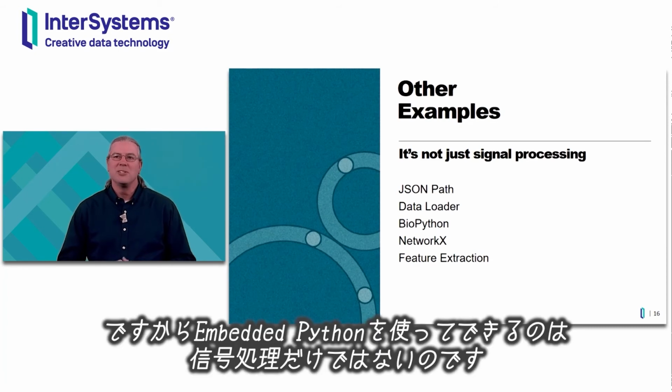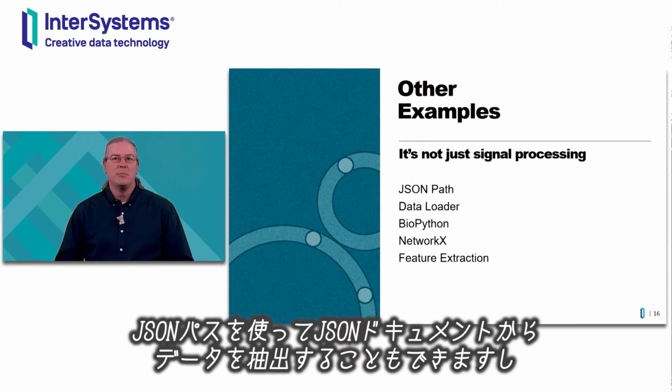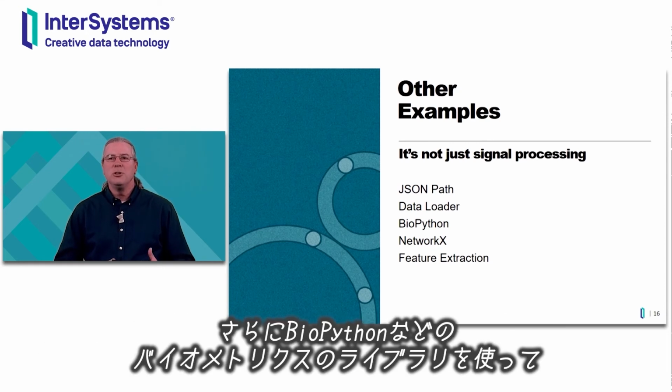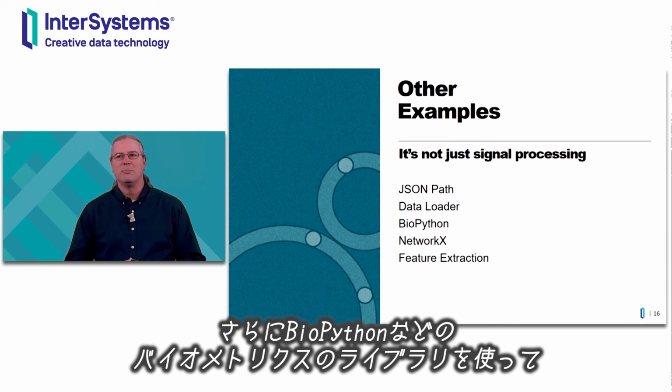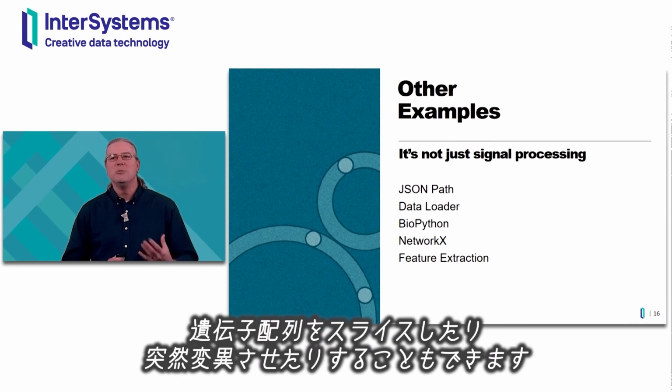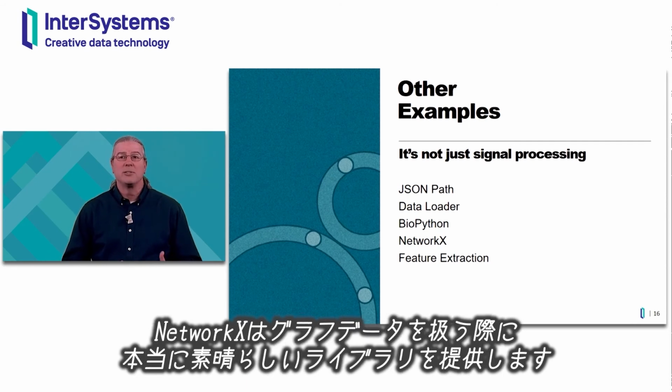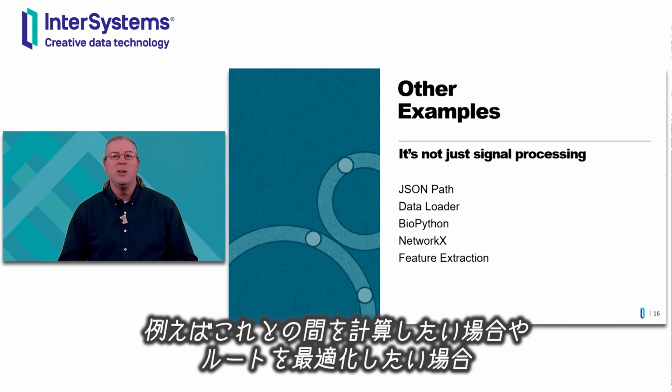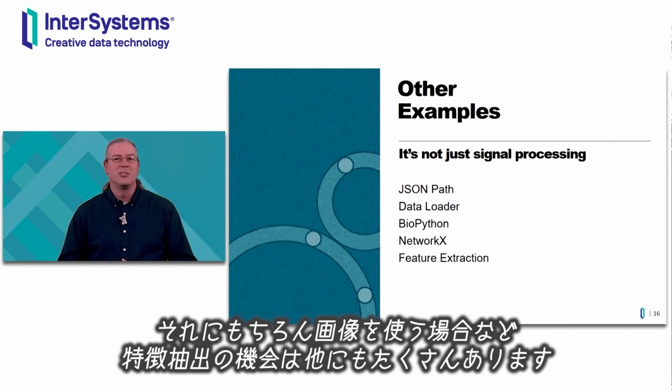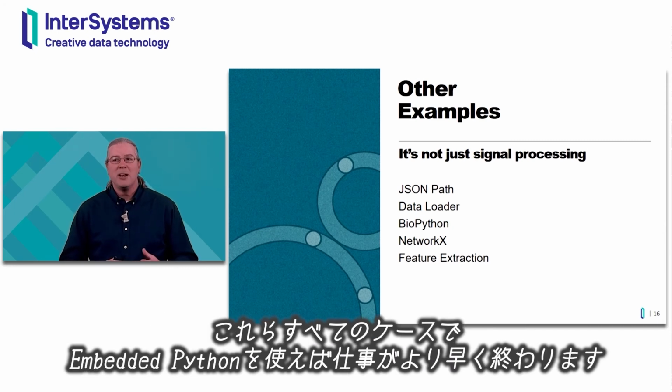You may have heard by now that Iris has integrated machine learning features. So some other examples. It's not just signal processing that you can do with embedded Python. You could use JSON path to extract data from JSON documents. You could build your own custom data loader. You could use bioinformatics libraries like BioPython to slice or mutate a genetic sequence. NetworkX provides a truly impressive library for working with graph data. Say you wanted to compute betweenness or optimize a route. And of course, whenever you're working with images, there are a host of other opportunities for feature extraction. So for all of these cases, Embedded Python will help you get the job done faster.